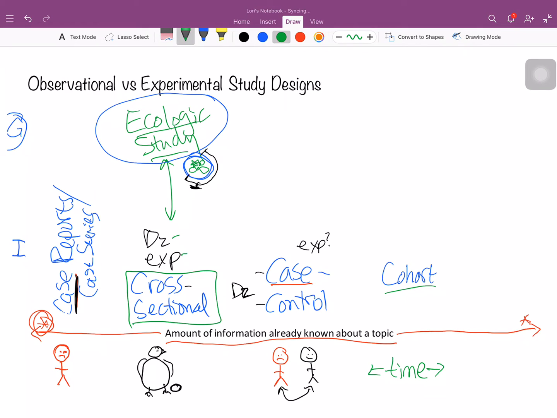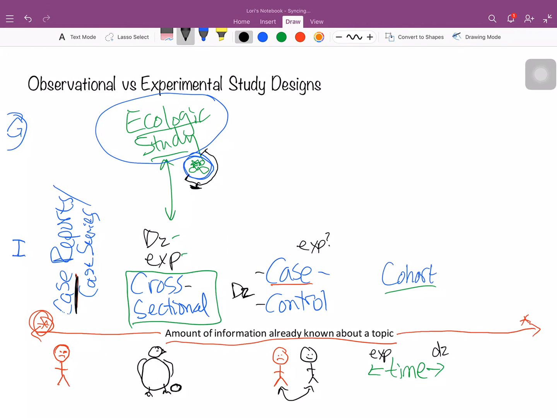So in a cohort study, we have this group of people and we're looking at what happens to them over time. At the beginning of time, we measure exposure. And then we follow them forward and find out if they get the disease. So that's a little bit different than what we talked about with the case control study.